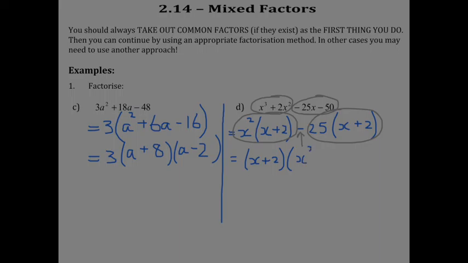X squared minus 25. So now when I look at my answer, I've got x plus 2 in brackets, I've got x squared take 25 in brackets. That's not finished, because x squared take 25, that bracket there, is able to be taken further because it's a difference of two squares. So my final answer will be x plus 2, it can't be simplified, but x squared take 25 becomes x plus 5 and x minus 5, because the difference of two squares, and 5 times 5 gives 25.